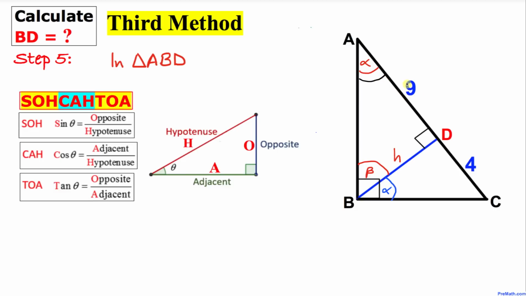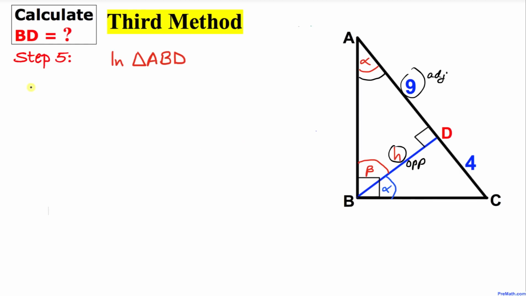And as we can see, this part is going to be our adjacent, and this h is going to be our opposite. So we can apply tangent, which is opposite over adjacent. So thus in our case, tangent of alpha equals opposite, which in our case is h, divided by adjacent, which is 9. And I am going to call this equation number 4.